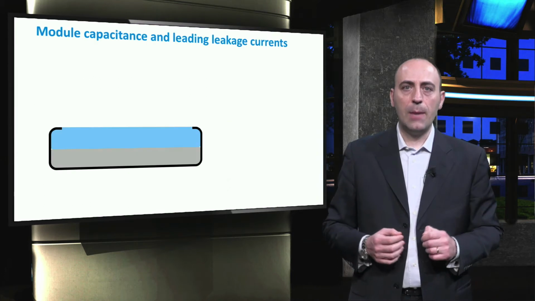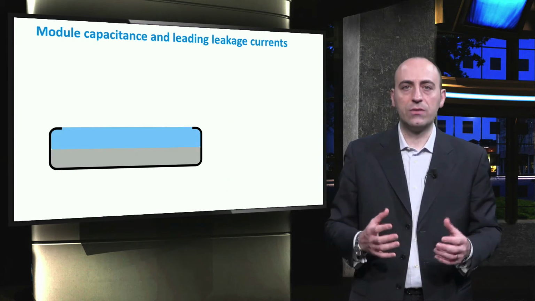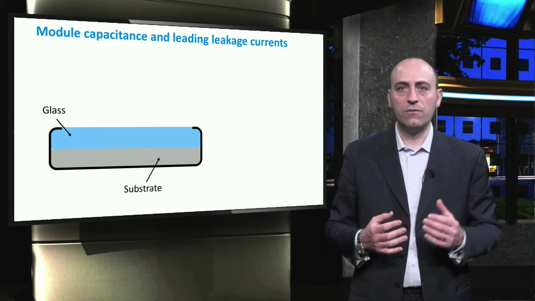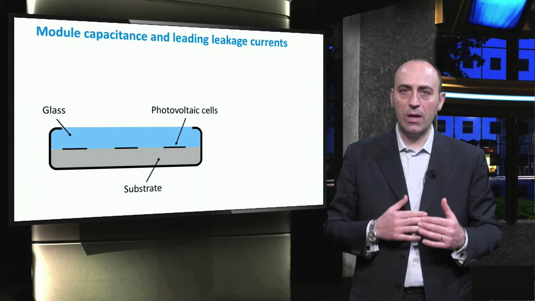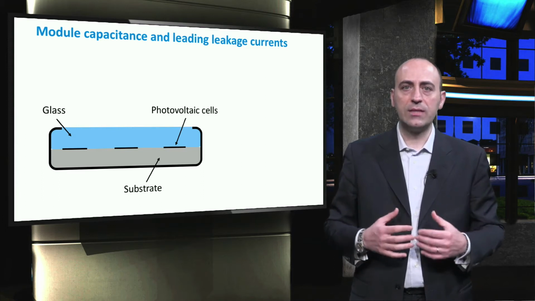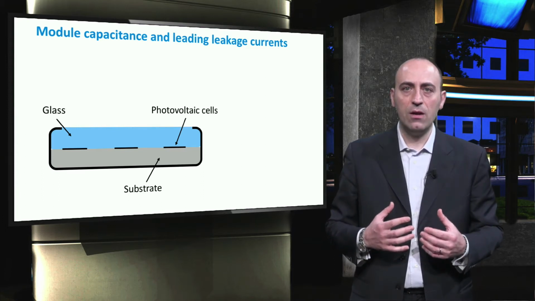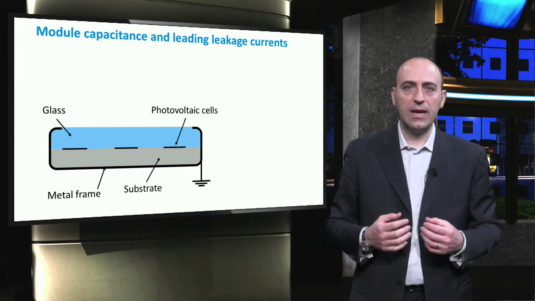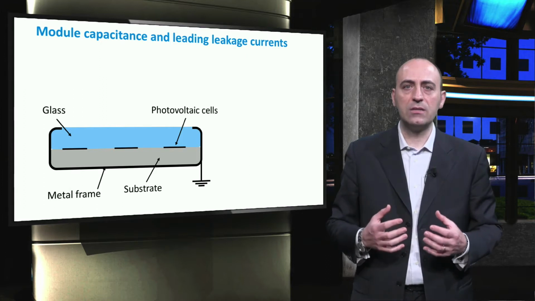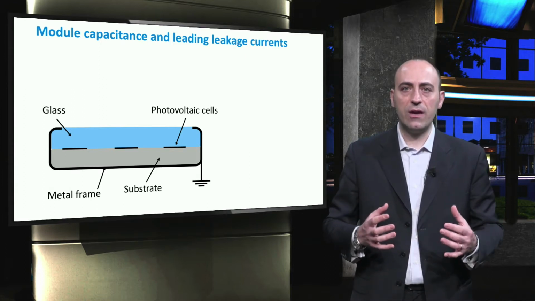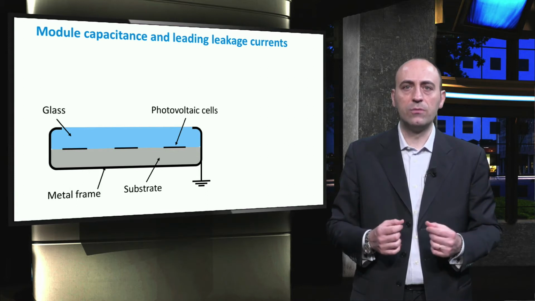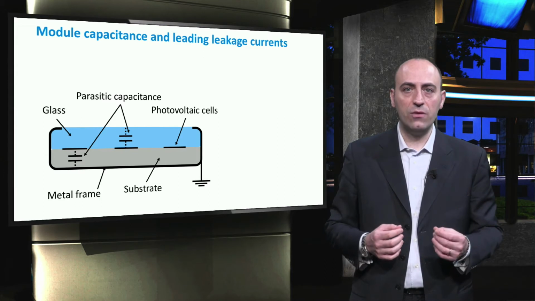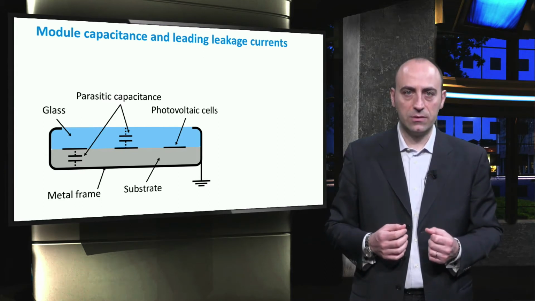A PV module is formed by different layers. A glass layer is on the top part and it lays on a substrate, and the photovoltaic cells are situated between these two levels. The PV module generates an electrically chargeable surface area which is next to a grounded metal frame. Such an arrangement behaves as an electrical capacitor whose capacitance is greater the larger the surface area and the smaller the distance from the grounded frame. This capacitance is undesirable and it is referred to as parasitic capacitance.